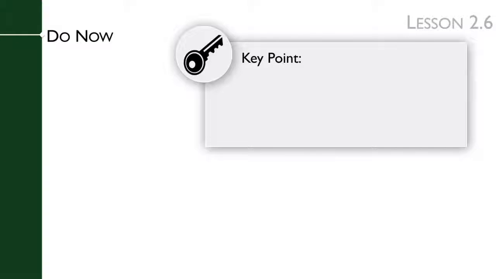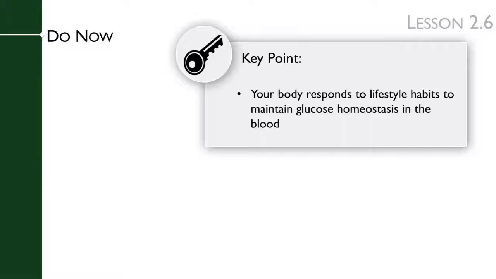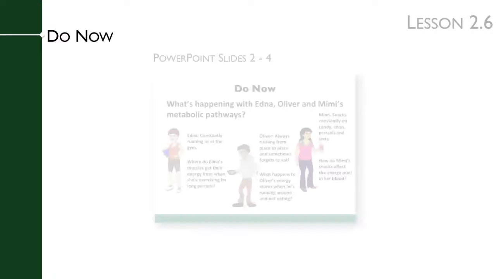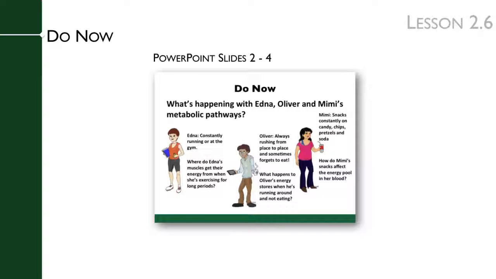The key point of the lesson's do now is that your body responds to lifestyle habits to maintain glucose homeostasis in the blood. We will get there by having a Socratic discussion using the same 3 fictional characters from lesson 1.6. Each of the 3 characters has a different type of lifestyle. Edna exercises often, Oliver often skips meals, and Mimi is constantly snacking.